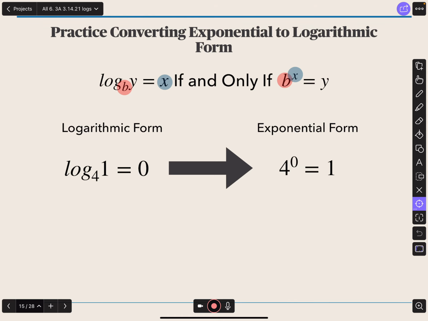Let's get another one here. This says log base 4 of 1 equals 0. That means your base 4 to the exponent of 0 must give you 1. 4 to the 0 power equals 1.